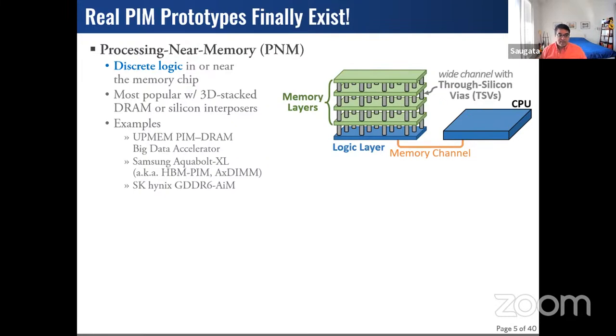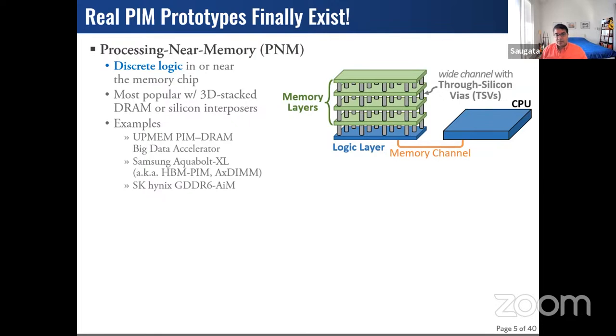In the last year or so, Samsung has introduced the Aquabolt architecture. It's gone through a bunch of different names as they try to figure out how best to market it. I think at one point it was called FIM-DIMM or FIM-PIM and now HBM-PIM. But the bottom line is it's the same rough architecture, where you have logic that you're adding near the banks of the DRAM itself, right around the same place as the peripheral I/O circuitry that you have.